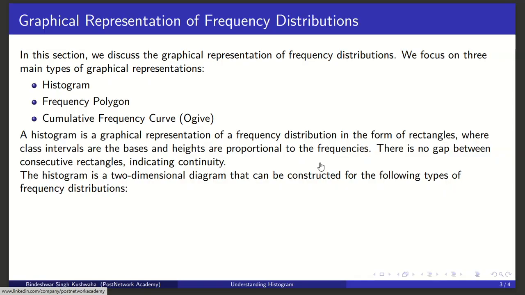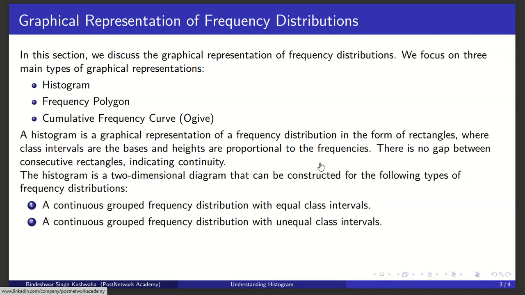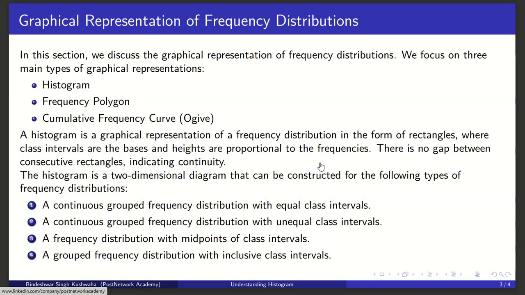The histogram is a two-dimensional diagram that can be constructed for the following types of frequency distribution. First, a continuous frequency distribution with equal class intervals. Second, a continuous grouped frequency distribution with unequal class intervals. Third, a frequency distribution with midpoints of class intervals. And fourth, a grouped frequency distribution with inclusive class intervals.